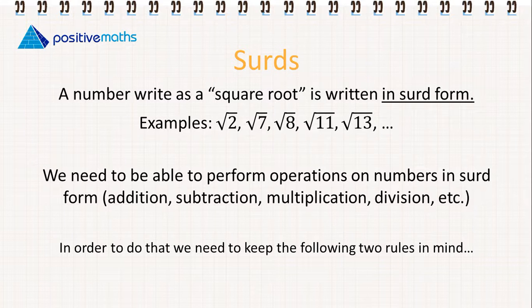So getting on to surds. A number written as a square root is written in surd form. So examples: square root of 2, the square root of 8, the square root of 13. You could list an infinite number of them.